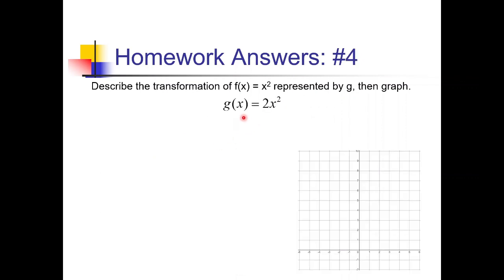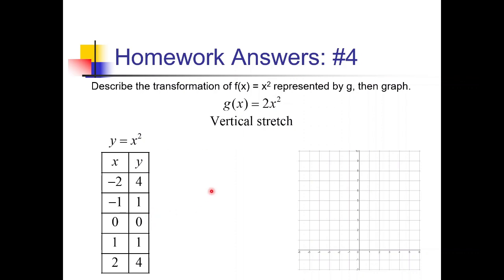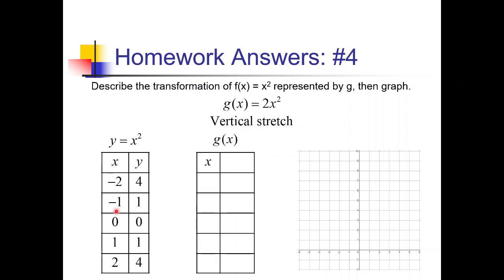For this transformation of f of x equals x squared, we have a 2 outside the x squared, so that's a vertical stretch by 2. So here's our parent table for x squared. And then we've got the g function now. Since I'm doing vertical things, I'm not doing anything to the x value. So x is just going to stay x, whatever it was originally. For the y values, we're going to be multiplying y by 2 because of this vertical stretch out here. So 2y for that rule.